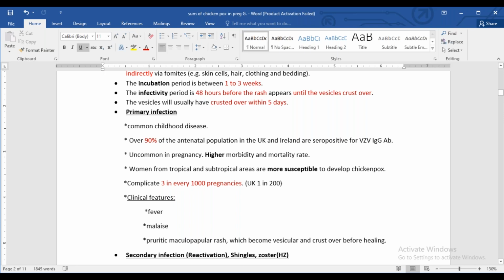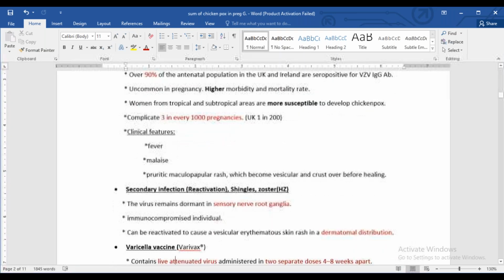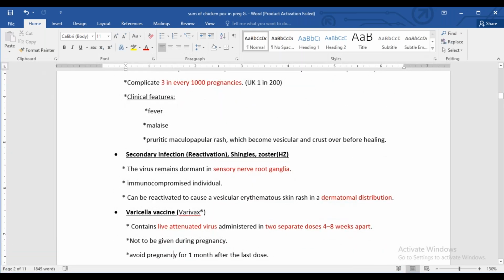So how will this primary infection be manifested in the patient? The patient will present with fever, malaise, and the characteristic thing here is the rash. It's a maculopapular, vesicular rash, and appears in groups. You'll find it described like this. So it's very characteristic of chickenpox.